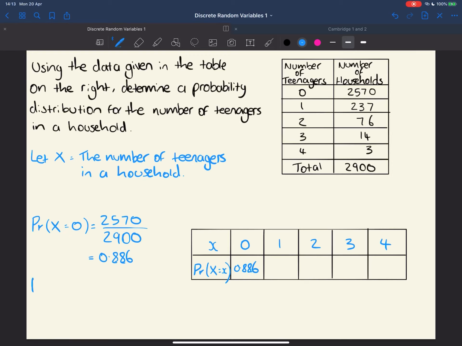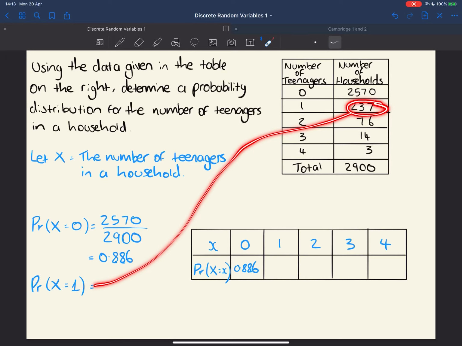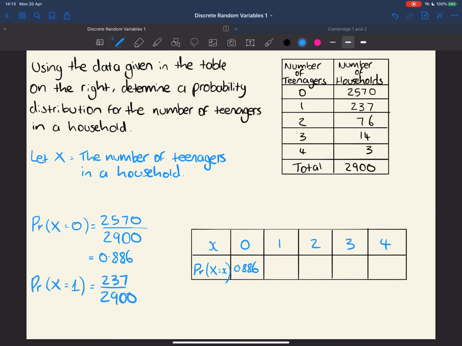And I'll do one more. The probability that our variable, which is the number of teenagers in a household, is 1. Well, it's this number divided by, again, the total, which we know is this. So 237 houses with 1 teenager divided by, again, 2,900. This is going to be a much lower number, isn't it? 0.082.